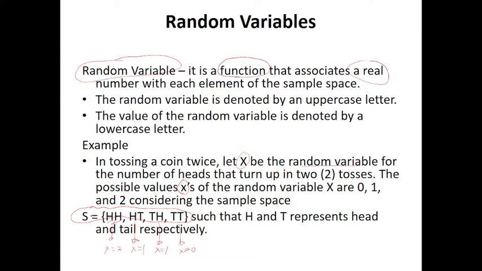So in this example, in our sample space, in every outcome, there is a single value of the random variable. In the first outcome, we have only 2. In the second, we have 1. In the third, we have 1. In the fourth, we have 0. So that is the interpretation of that, and that's why it is called a function. A random variable is a function associating a real number with each element of the sample space. In this example, this is our sample space, and each outcome in the sample space is what we call an element.